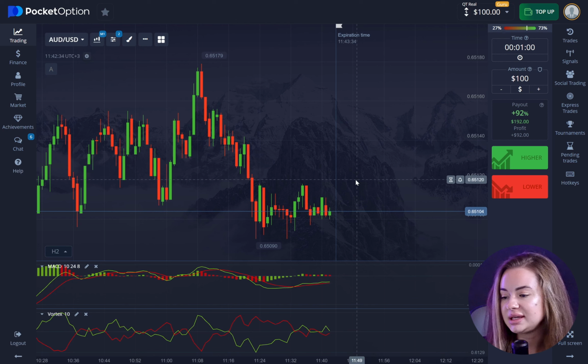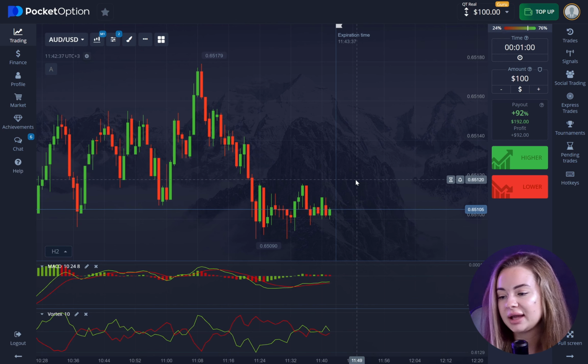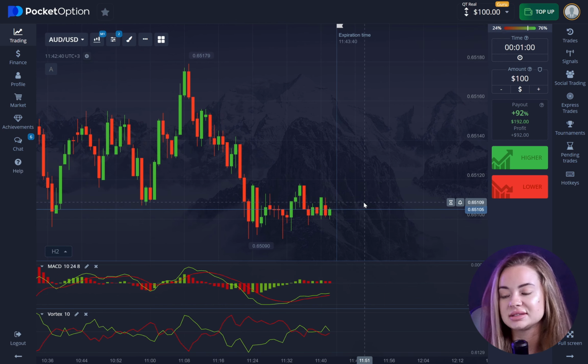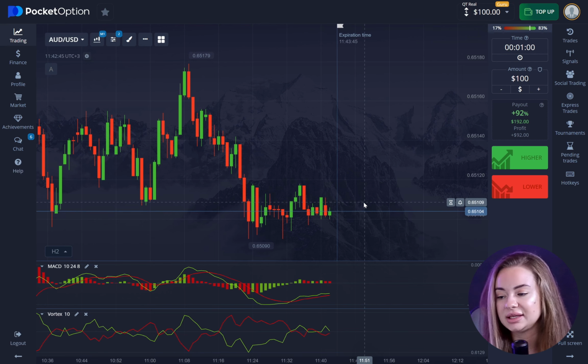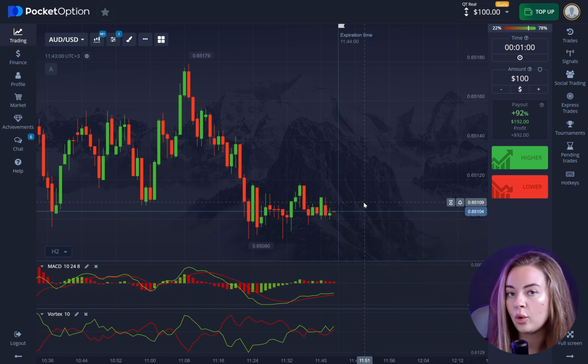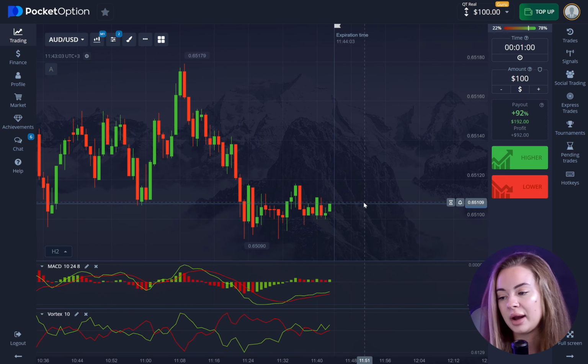On the MACD indicator we see that the lines are approximately at the same level with a slight dominance of the main line, indicating a slight advantage for buyers. The Vortex indicator also shows the positive line above. These two factors can justify opening a buy trade, so I open a $100 buy trade.